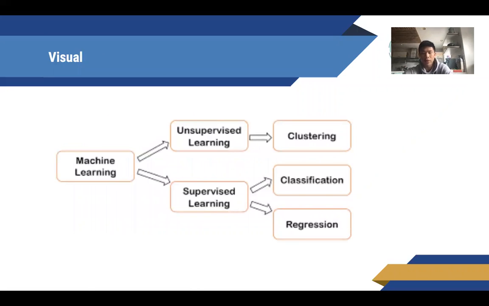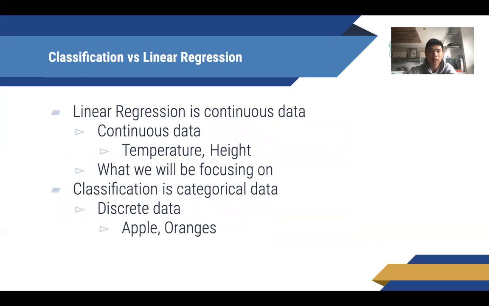Here's a visual of the branches of machine learning. Here you can see unsupervised learning, which is clustering, which we may or may not get a chance to talk about. But what we're going to be focusing on more is supervised learning. Within supervised learning, there's classification and regression. So let's discuss the differences between classification and regression.